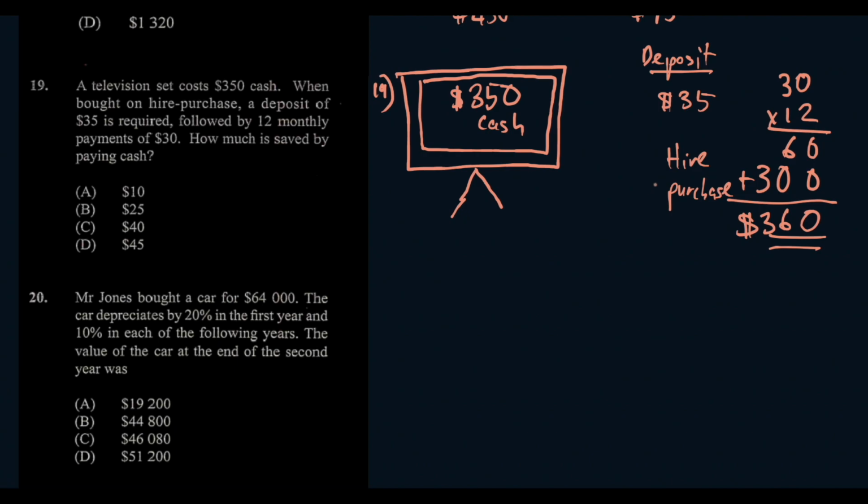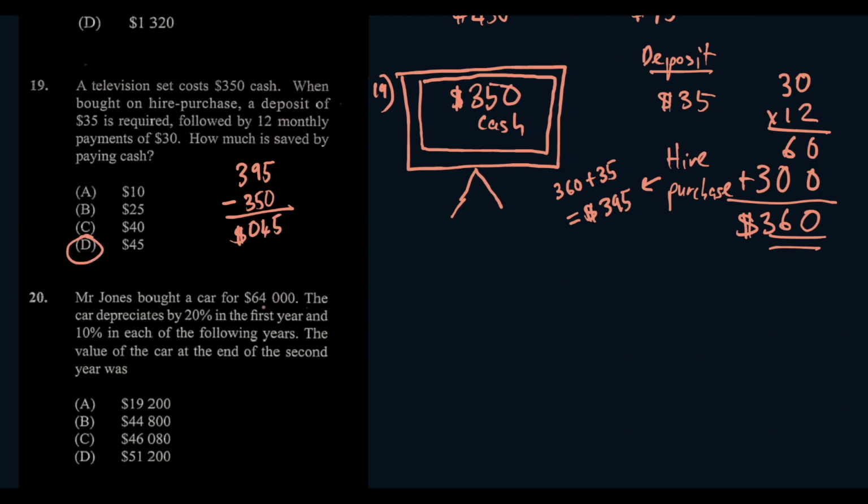Now the final part for the hire purchase would be the $360 plus the $35. $360 plus $35 is $395. So if he has to pay $395 for hire purchase, and with cash it would have been $350, the savings would have been $395 minus $350. So 5 take away 0 is 5, 9 take away 5 is 4. So our answer is $45.